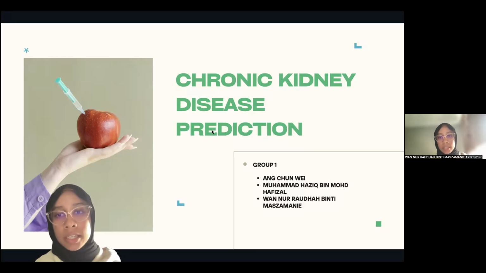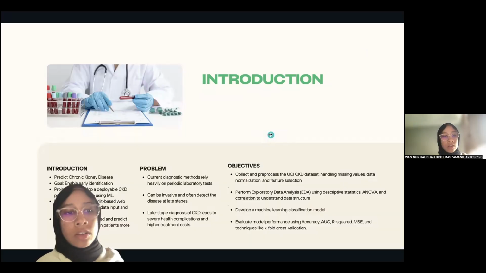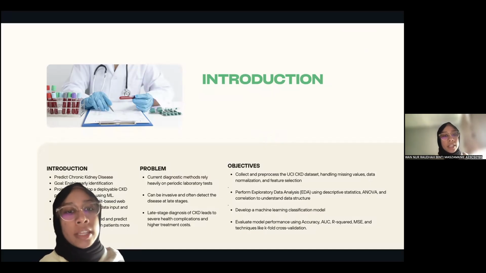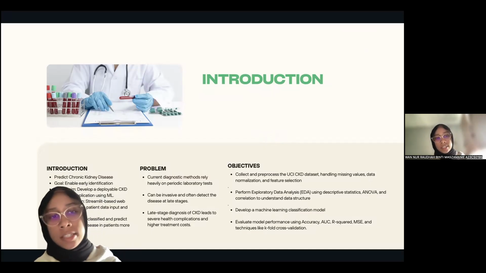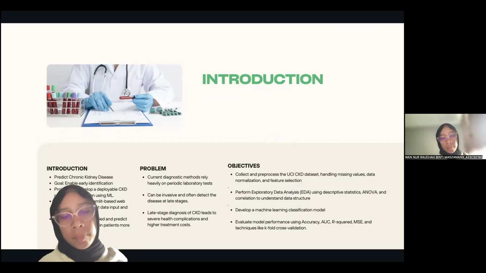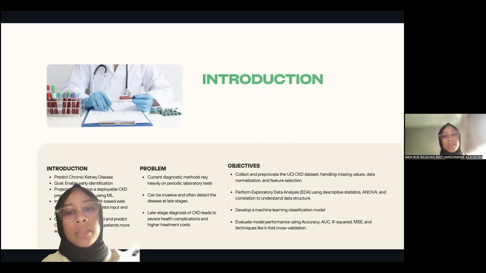My name is Manoroda, and in this presentation, I want to talk about chronic kidney disease prediction. So this project aims to develop a deployable CKD prediction application using machine learning to enable early identification of chronic kidney disease by implementing a Streamlit-based web app for real-time patient data input and prediction. The problem that we are facing is that current diagnostic methods rely heavily on periodic laboratory tests, which can be invasive and often detect the disease at late stages.